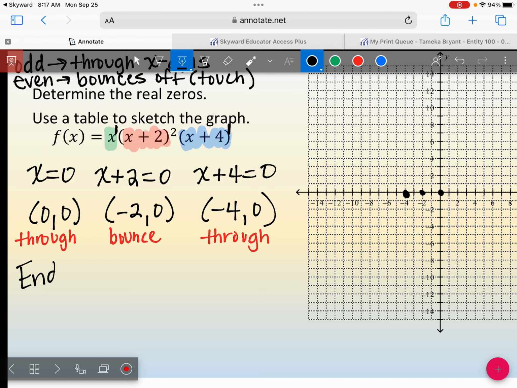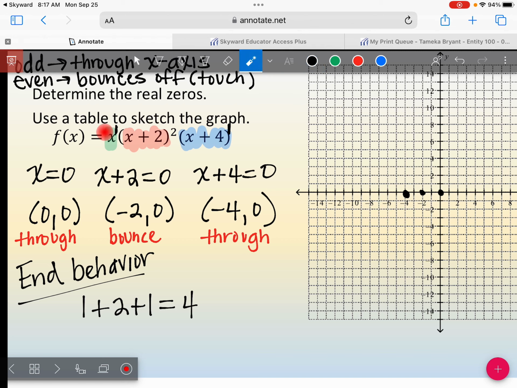Okay, so our end behavior. To figure out our end behavior, we're going to add together all of our multiplicities or exponents. So that would be 1 plus 2 plus 1, which is 4. And 4 is even, so that means the arrows will go in the same direction. We need to figure out, is it going to go up, up, or down, down? That's based off of this x. Because this is positive, what does that tell me my arrows are going to do?